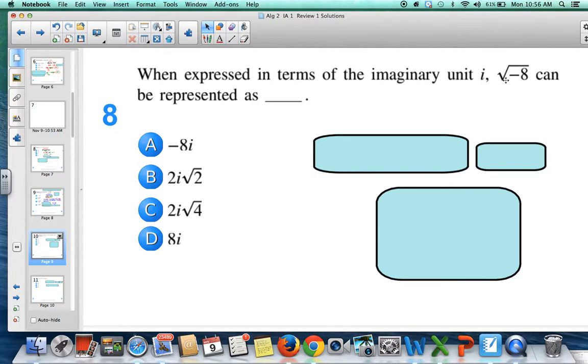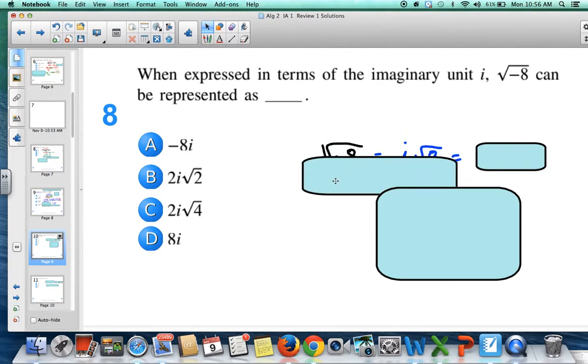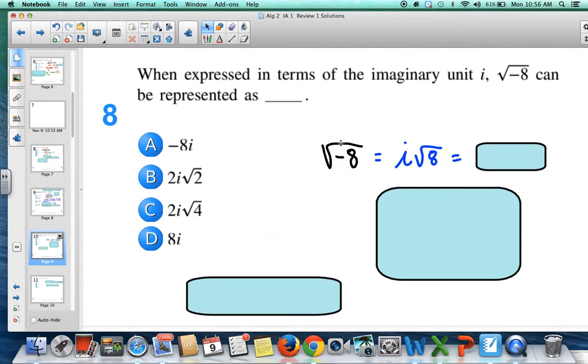That's not possible, to have a square root of a negative number, if we're dealing with real numbers. When we talk about imaginary numbers, now we can do that. So the way that we work that is the imaginary number i, which is right here. Basically, a negative under a square root comes out as an i. So the square root of negative 8 becomes i times the square root of 8.